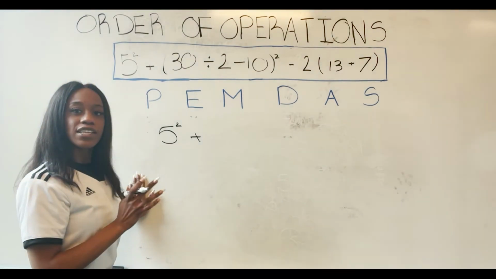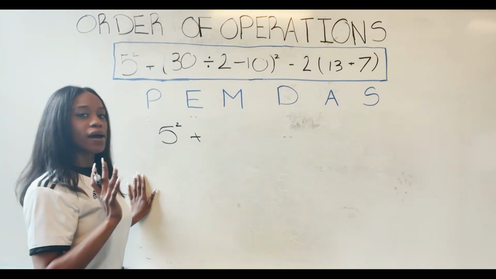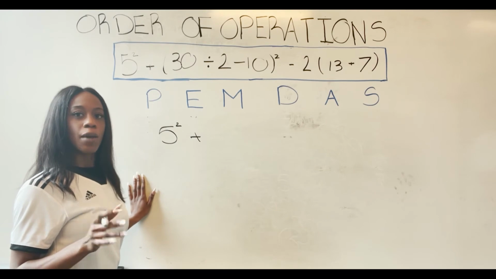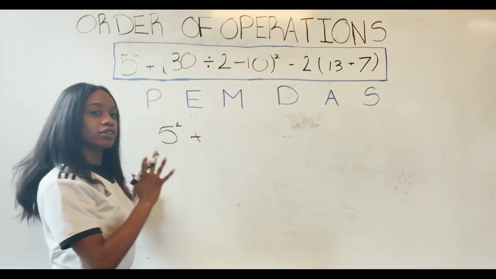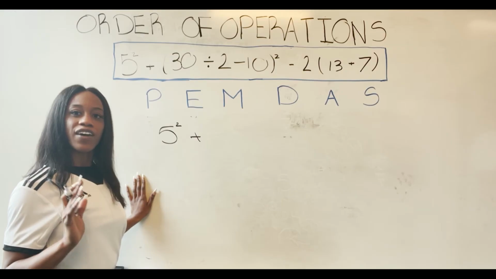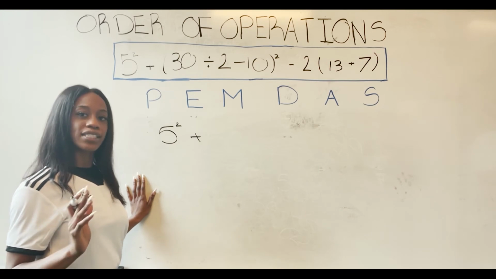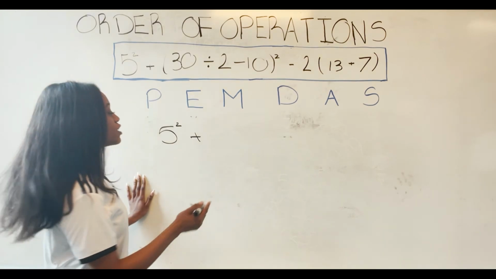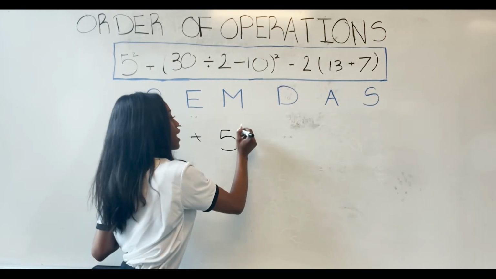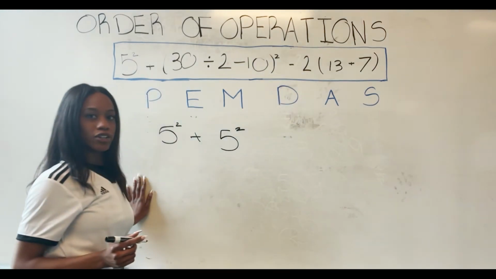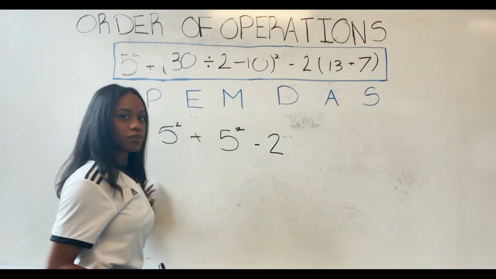So in our first set of parentheses, we have 30 divided by 2 minus 10. PEMDAS tells us to divide before we subtract. So we'll divide 30 divided by 2 first, which gives us 15. And then we'll subtract 10 from 15 to give us our 5. So then we have 5, and then we bring down our exponent squared. So let's look at our next set of parentheses.